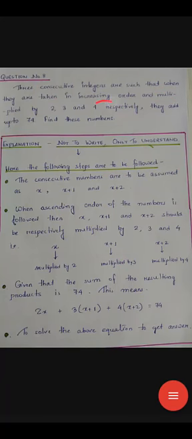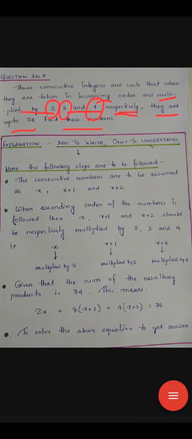So when these numbers are taken in increasing order and multiplied by 2, 3 and 4 respectively, that means the first number should be multiplied by 2, the second number should be multiplied by 3, the third number should be multiplied by 4. After this multiplication, they add up to 74. That means their sum should be 74. So we need to find these numbers.